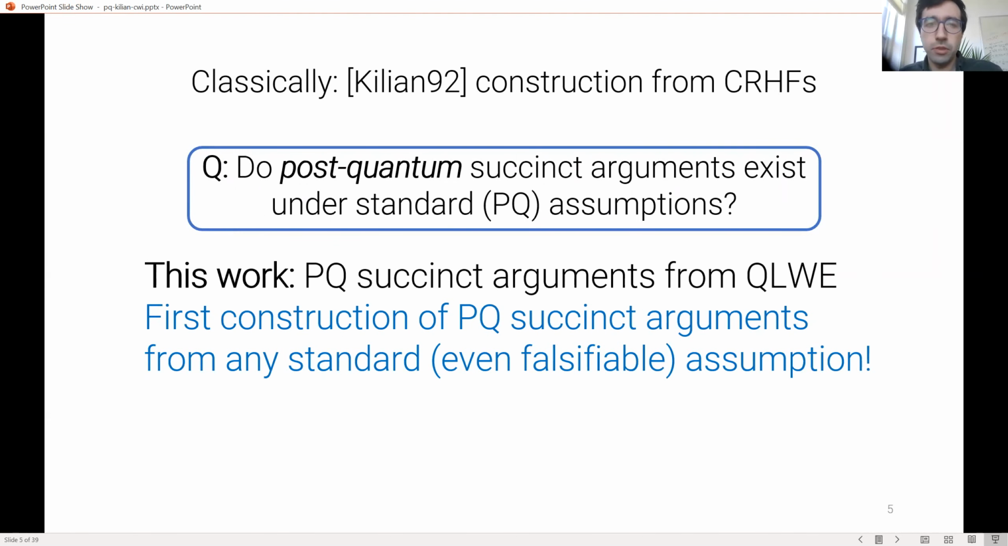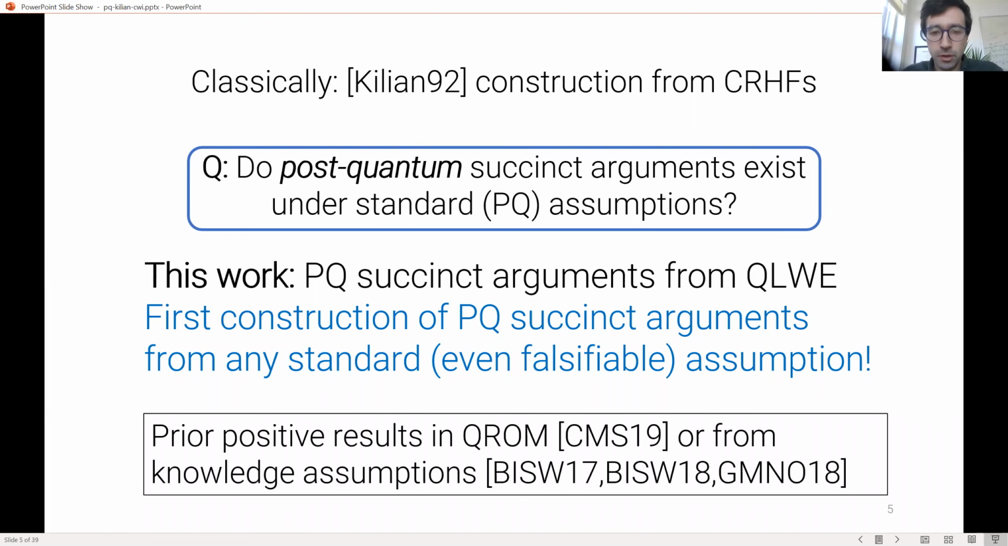And in this work, we show that post-quantum succinct arguments exist given the post-quantum hardness of learning with errors. And this is the first construction of post-quantum succinct arguments from any standard assumption or even any falsifiable assumption. I won't say what that means, but for people who know what that is, this is a class of assumptions that includes any standard assumption.